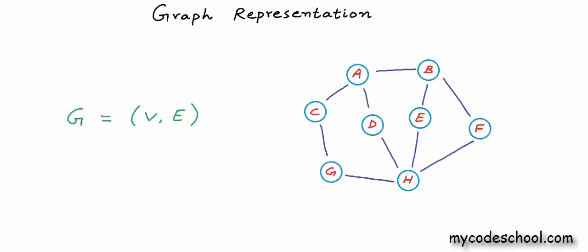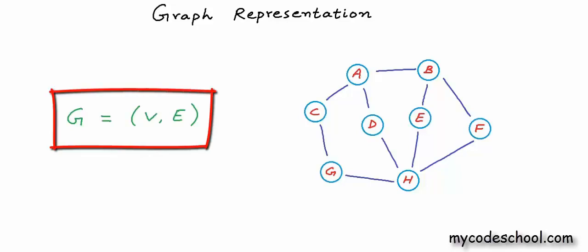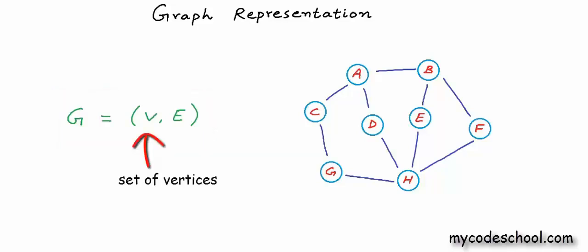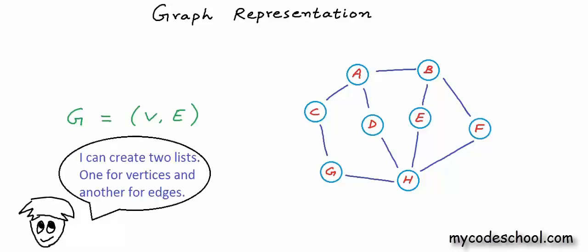A graph, as we know, contains a set of vertices and a set of edges, and this is how we define graph in pure mathematical terms. A graph G is defined as an ordered pair of a set V of vertices and a set E of edges. Now, to create and store a graph in computer's memory, the simplest thing that we probably can do is that we can create two lists. One to store all the vertices and another to store all the edges.